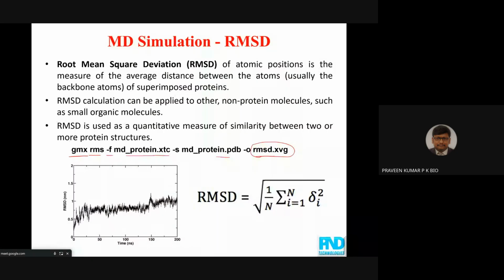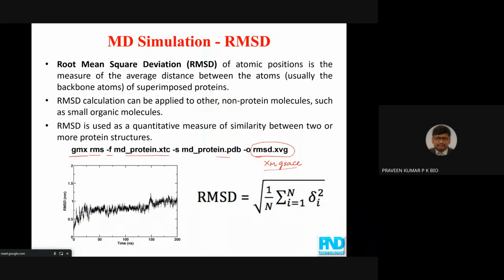And if you want to open this XVG, obviously we need one tool called XMGrace. Other than GROMACS, we should use a few more tools to support it. To finalize the outputs of RMSD and RMSF, we use this XMGrace tool. And to calculate RMSD, this is the formula we use.